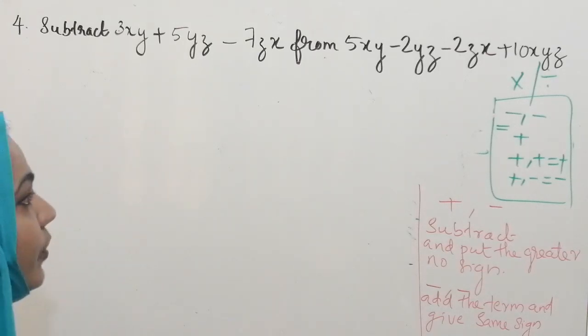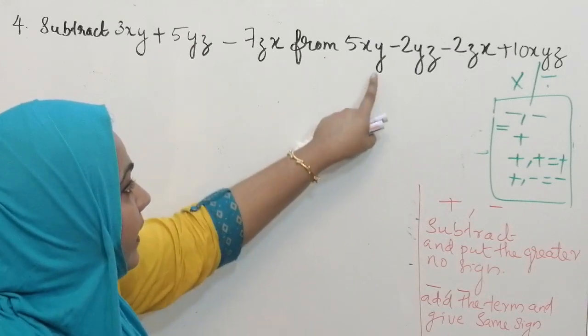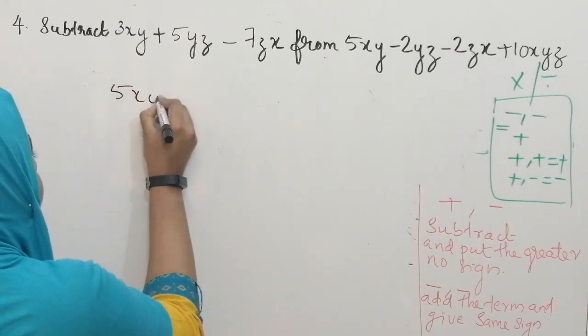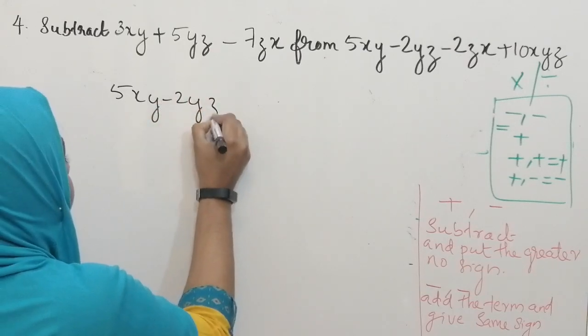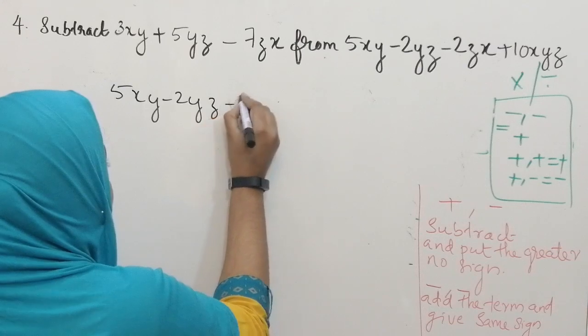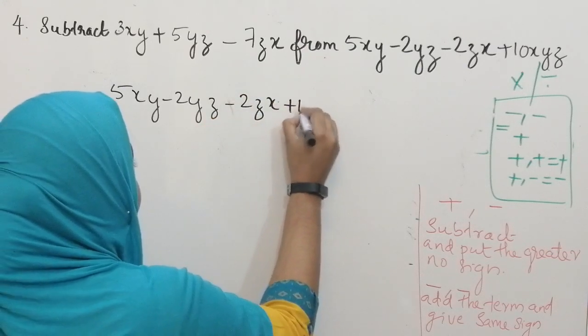So here also I am showing in two ways. First we can write the second part of this question. That is 5xy minus 2yz minus 2zx plus 10xyz.